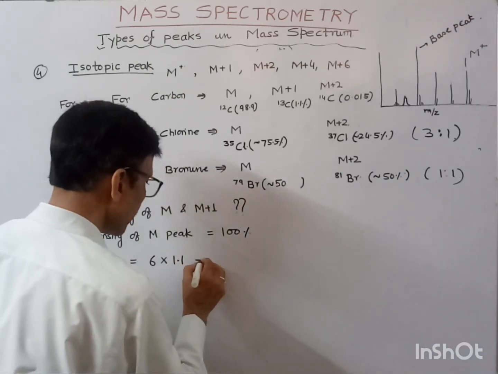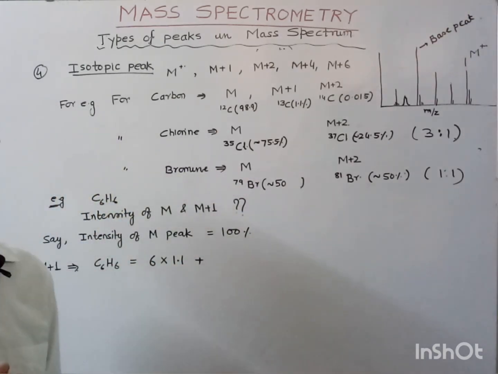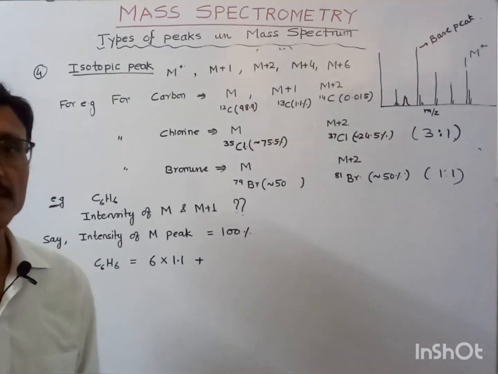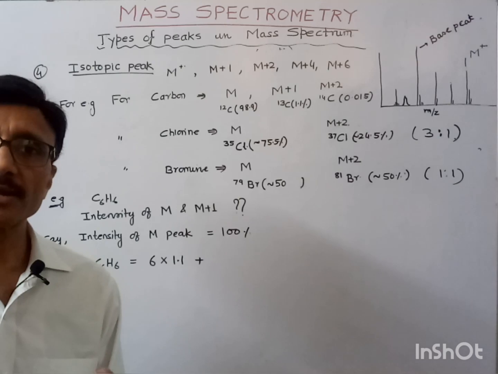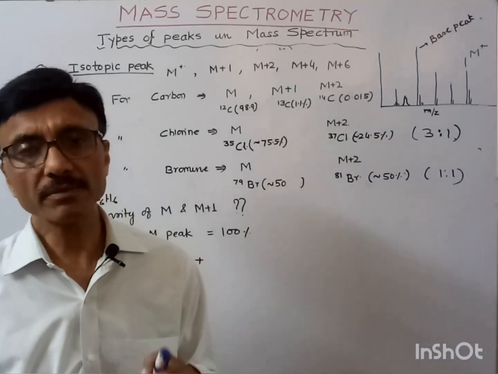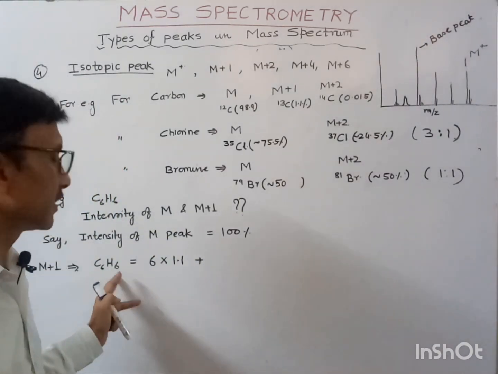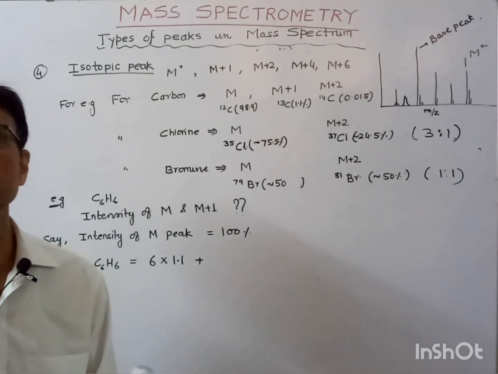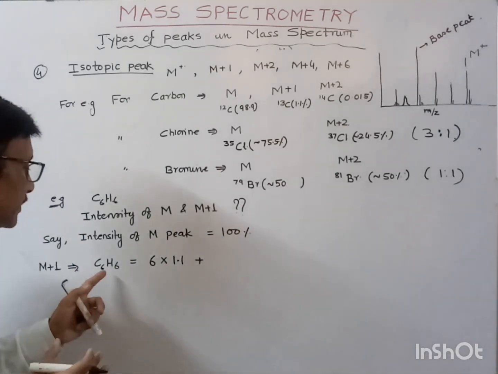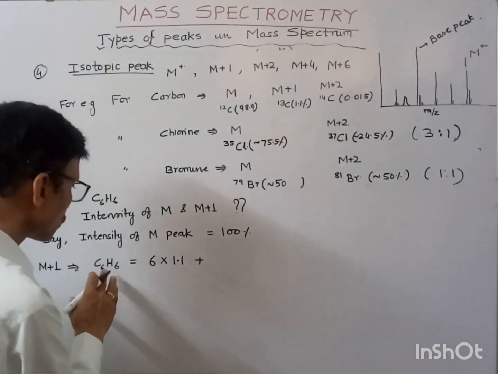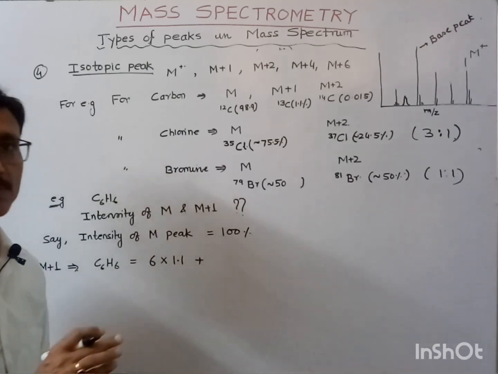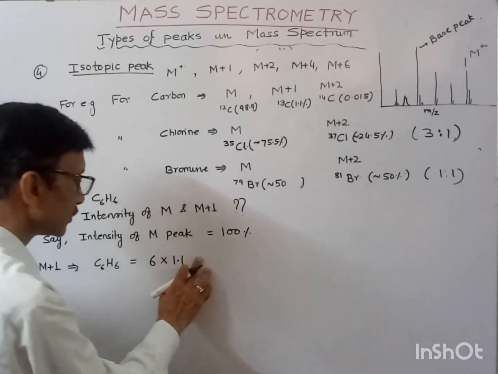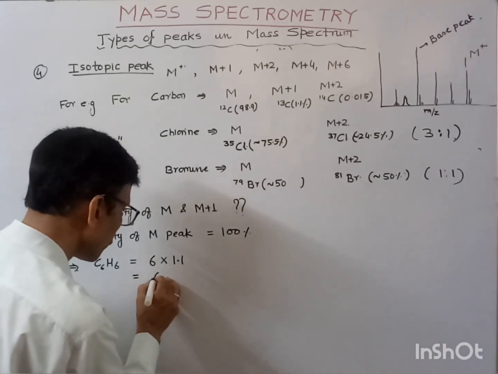In the same way, hydrogen may also have isotopes like deuterium and tritium, but their relative abundance is very negligible in comparison to simple hydrogen. So the relative abundance due to hydrogen may be neglected. The main contribution is due to carbon. So this is equal to 6.6.